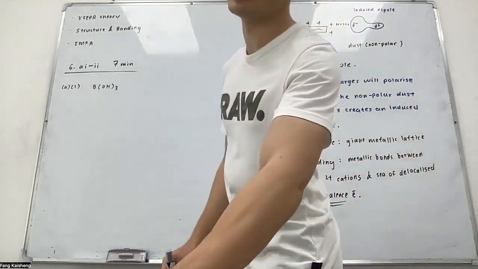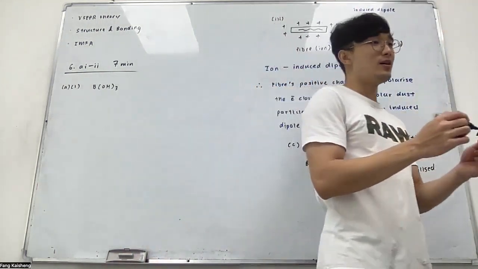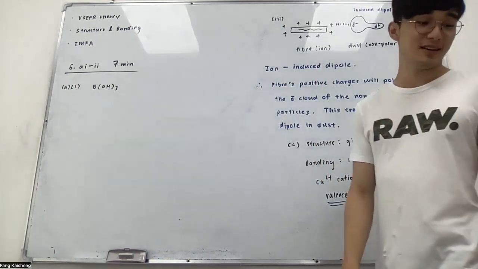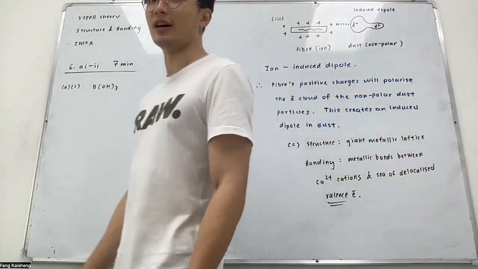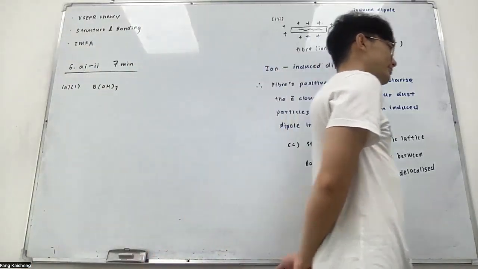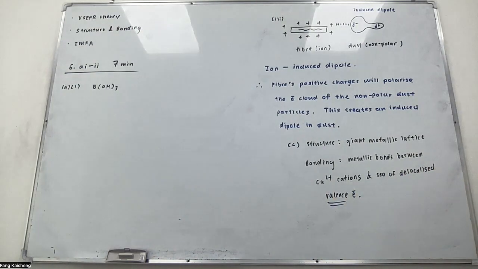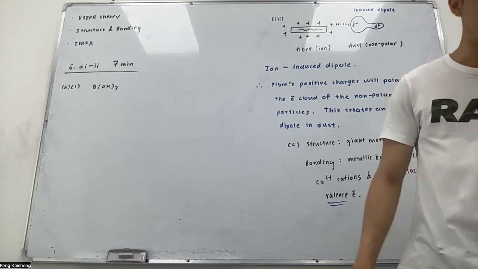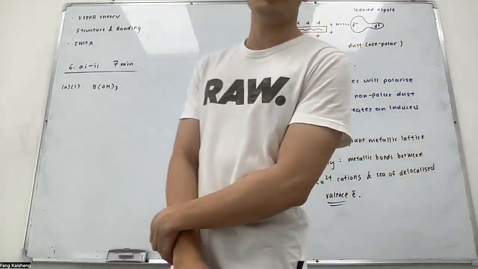For the first part, before you explain anything, of course, you might more or less need to draw the structure of the compound first. Dot and cross or whatever. Then you can answer the question. After we finish these first 2 parts, we take a short break.